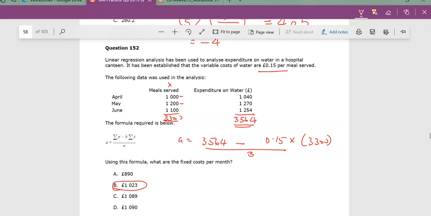Right? And that's those questions. So those are the questions on this kind of linear regression, coefficient of correlation. Make sure you're comfortable with them as well.